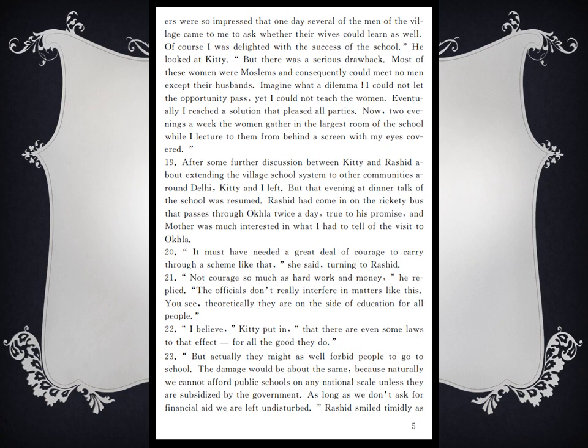Rashid had come in on a rickety bus that passes through Okhla twice a day. Kitty came to school by her car, and Rashid went to Delhi by a rickety bus. Rickety means something very old, that is about to fall down. A very old bus ran two times a day from Okhla to Delhi, and Okhla was very near Delhi. So Rashid came to Delhi by bus, true to his promise. He had promised Kitty that he would come to dinner. That's why he came. And mother was much interested in what I had to tell of the visit to Okhla.